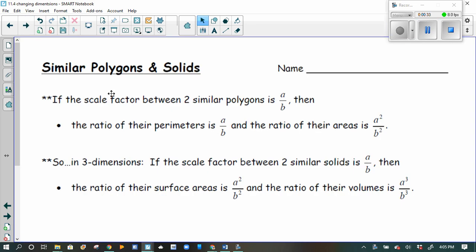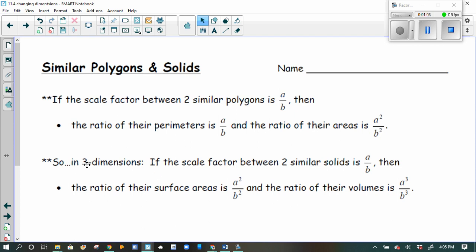Or smaller. So the way we're going to do this is, if the scale factor between two similar polygons, so no matter what the polygon is, whether it be a circle or a triangle, it doesn't matter, the scale factor is always going to be A over B or new over old, okay? So the ratio of their perimeters is also going to be the same, okay? So it will still be new over old or A over B. So we're just comparing side A to side B. And the ratio of their areas is going to be A squared over B squared.